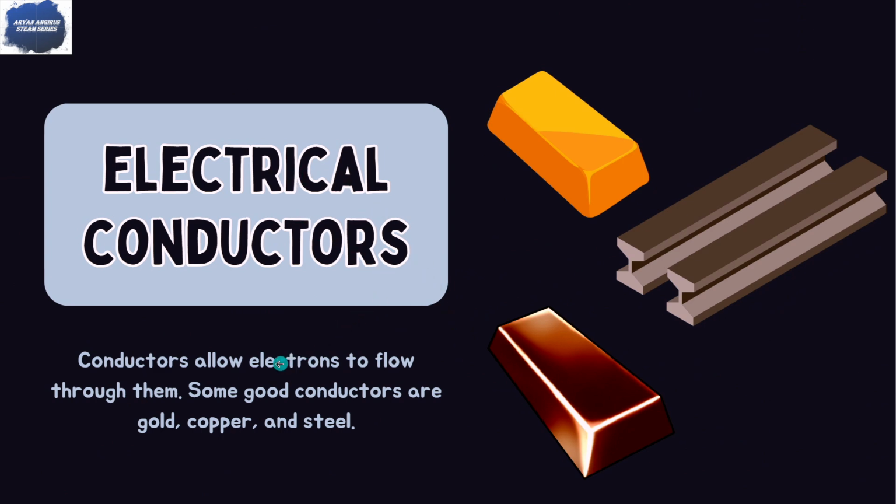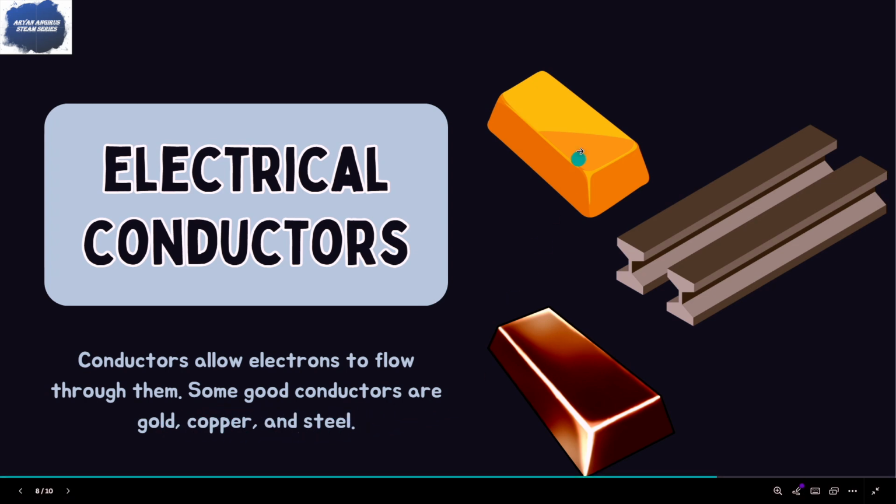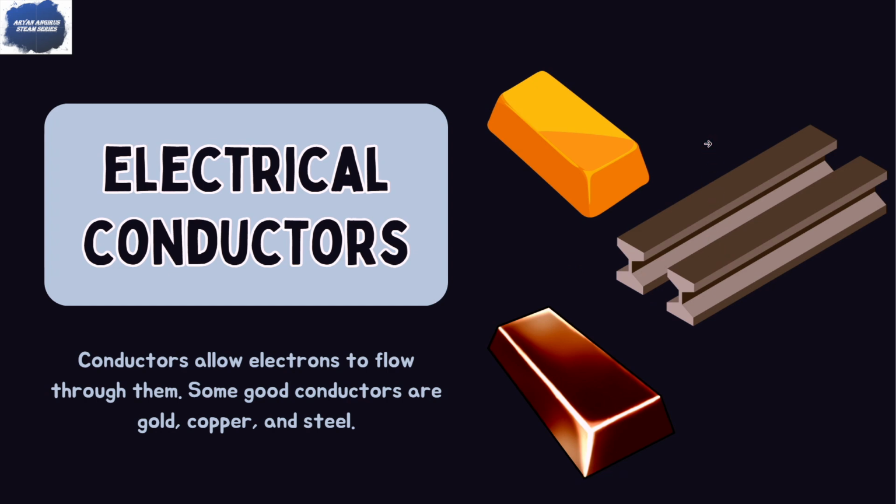Electrical conductors. Conductors allow electrons to flow through them. Some good conductors are gold, copper, and steel. As you can see, they're all metals, and that's why most wires are made of copper on the inside. They allow electricity to flow through them super easily.